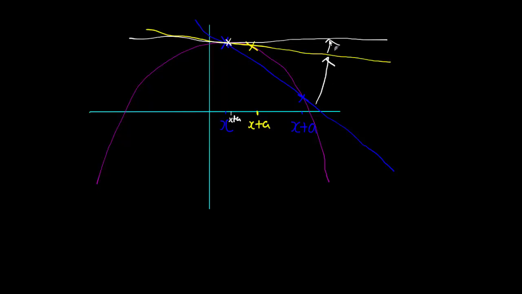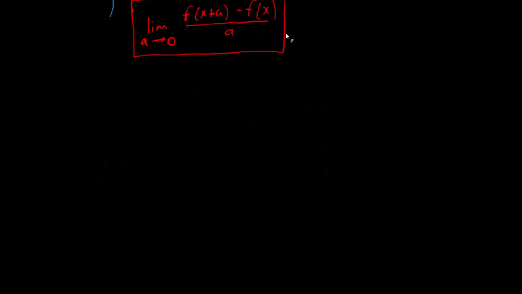So you can see that the idea of differentiation is reducing this value of a. As we do so, the gradient gets closer and closer, and that's where that idea of the limit comes from that we're going to use to differentiate. So let's look at some examples. So here's our first example.